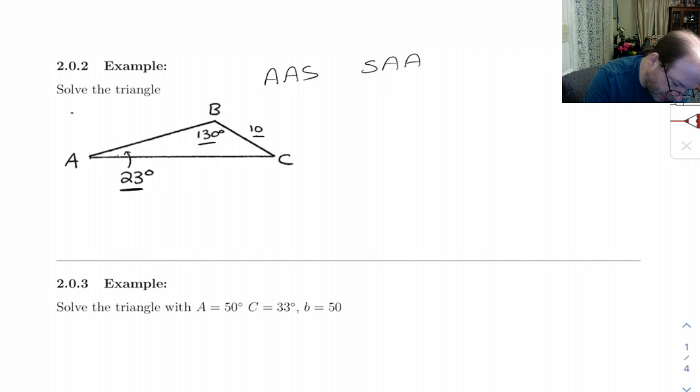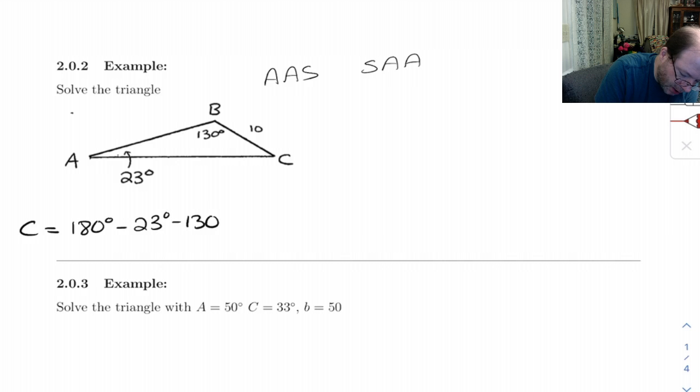So let's see, what can we solve for here? Well, first off, we can find C really easily, angle C. Angle C is going to be 180 minus 23 minus 130. So that's, what is that, 27? 180 minus 23 minus 130. Yeah, 27 degrees. That's a capital C.